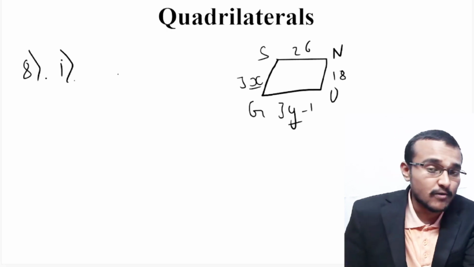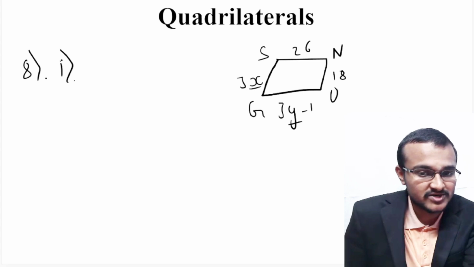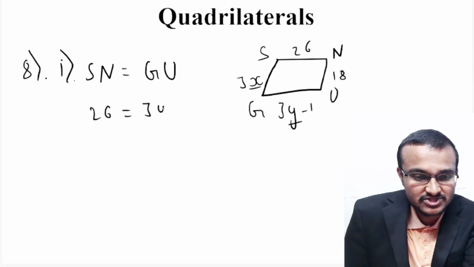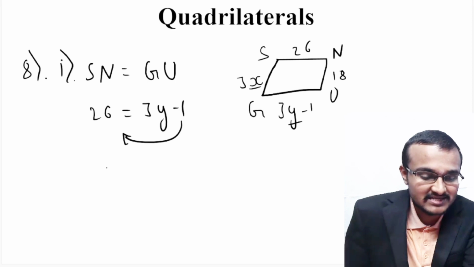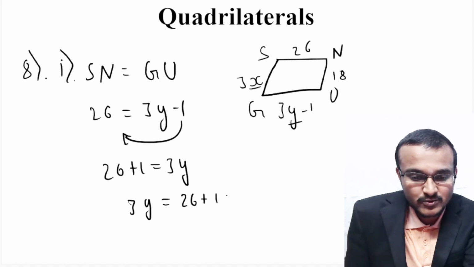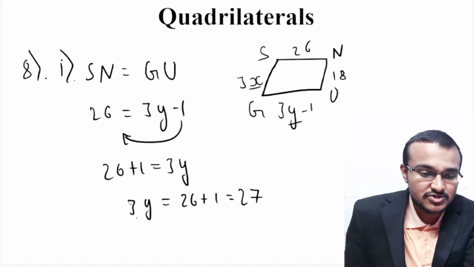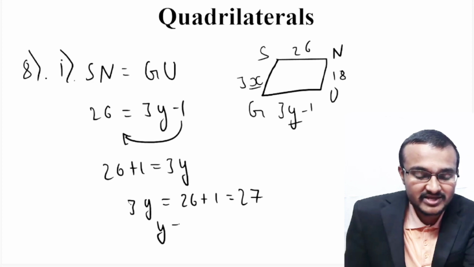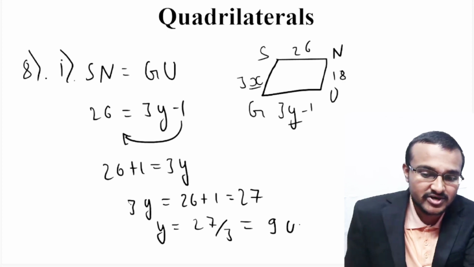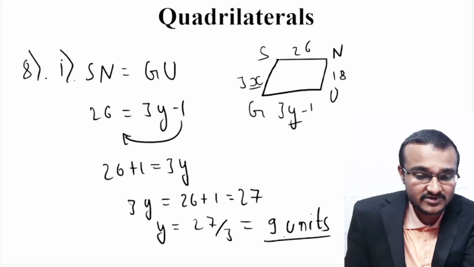Now we know opposite sides of a parallelogram are equal to each other. So SN should be equal to GU. Here SN is 26 and GU is 3y minus 1. This minus 1 you can bring to the LHS, so 26 plus 1 is equal to 3y. You can interchange LHS and RHS, so 3y is equal to 26 plus 1, which is 27. Bring this 3 to the RHS and it becomes divided by 3. So 27 by 3 is 9. So 9 units is the answer for y.